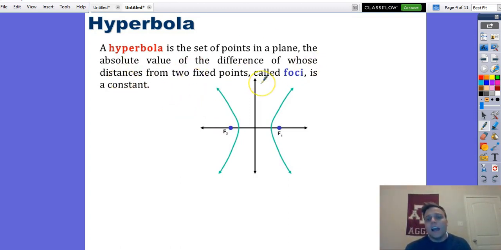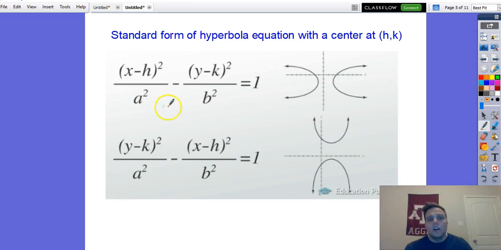But basically, a way to remember a hyperbola is the idea that it's just 2 parabolas back to back. So that's kind of what a hyperbola is. Let me show you the equation for hyperbola. These are the 2 different equations for hyperbolas. You'll notice the difference is the hyperbola is open side to side when the x goes first, and the hyperbola is open up and down when the y goes first. Now, this hyperbola is all centered at h, k as well.